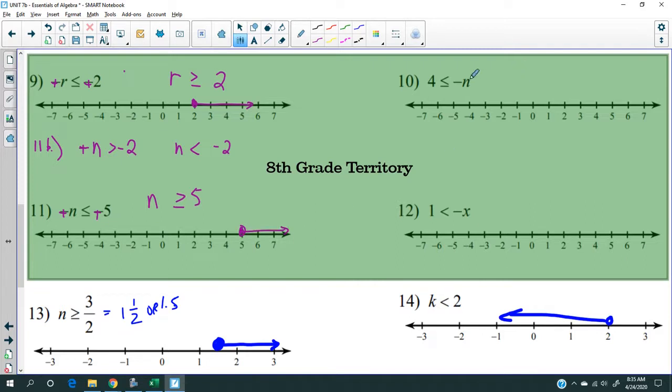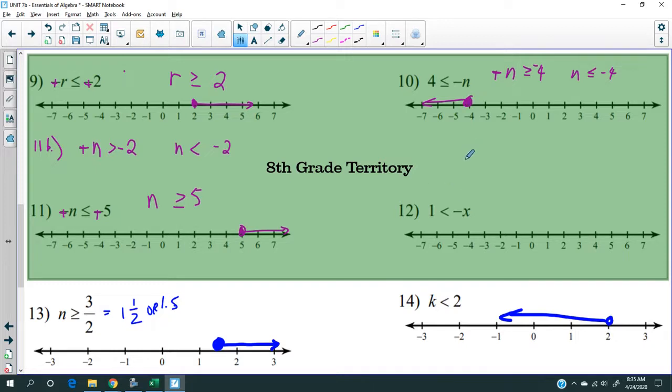Okay, so you rewrite this first. Arrow points to the 4. You flip this. You don't want the negative x, so you turn it into a positive. And then what happened to the 4 here? Yep, becomes negative. And then what happened to this symbol? Yeah, it flips also. Okay, so that's -4. Arrow to the left. Fill in the circle.